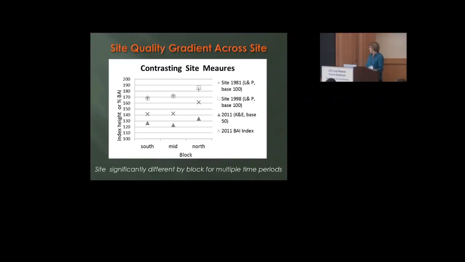And then the BAI index, basal area index, is there as well. One thing you can really say is that the north plot is consistently, no matter how you measure it, consistently been a higher site quality. And that's kind of an interesting thing, because that plot is almost the same. There's nothing really different except the early stand establishment history.